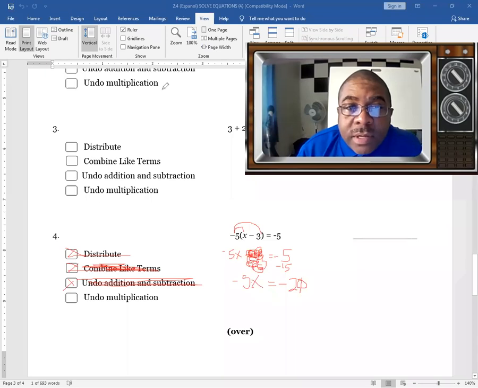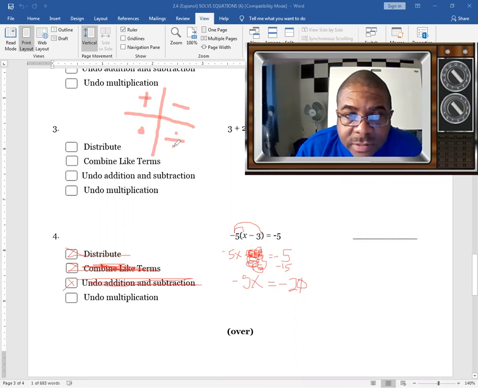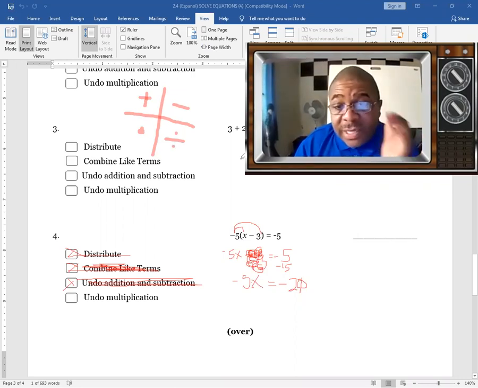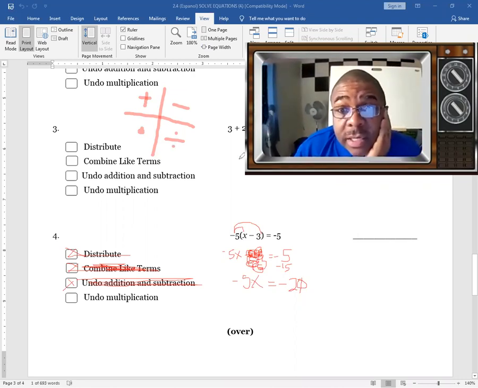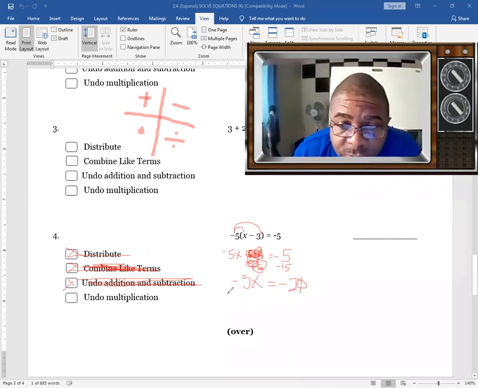Do you remember? Remember we talked about the opposite of addition is subtraction. The opposite of multiplication is division. Remember we said that? I said it. I know I did. So we're going to divide by -5 on both sides.